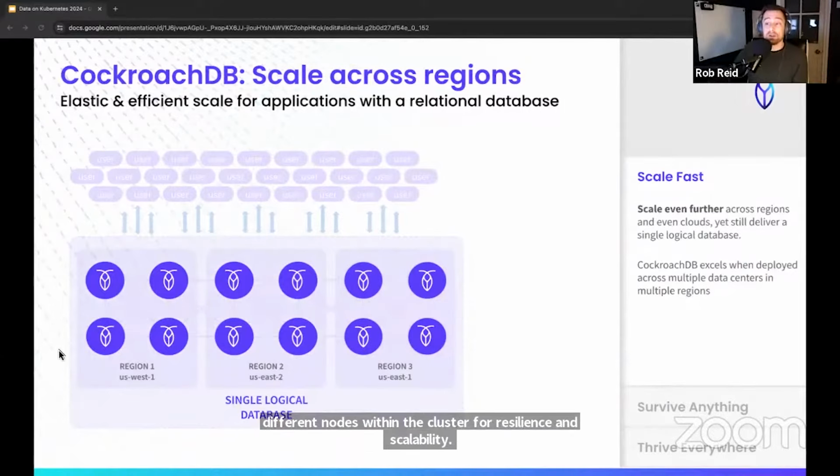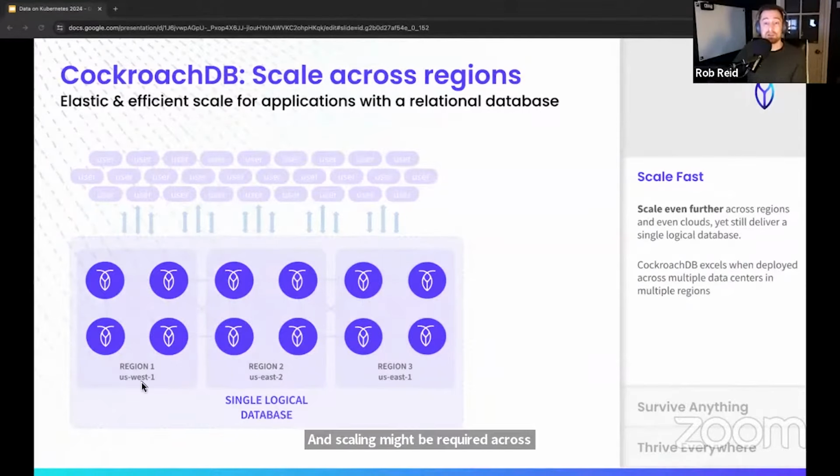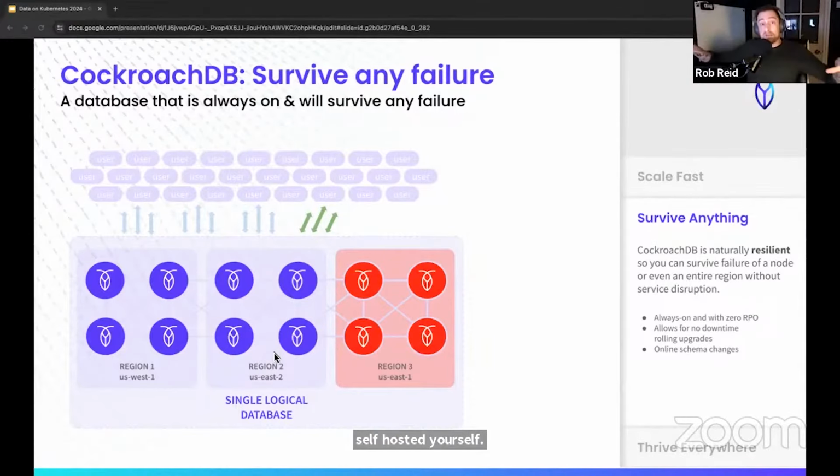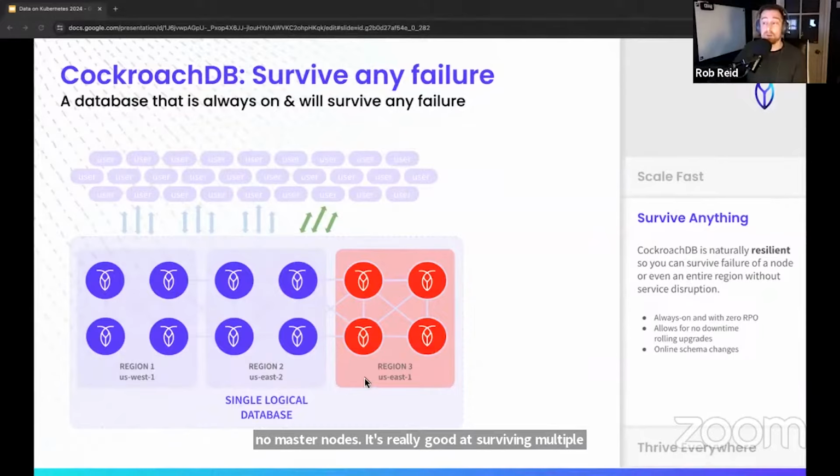And scaling might be required across regions. In this example, we're scaling across California, Ohio, and North Virginia. You might also need to scale across clouds. CockroachDB has you covered there as well. It doesn't really matter. CockroachDB ultimately boils down to a single binary that we can either host for you in a managed service, or you can run self-hosted yourself. Being a horizontally scalable database with no master nodes, it's really good at surviving multiple kinds of outage scenarios, up to and including regional outages and even whole cloud outages, if that's your fancy.